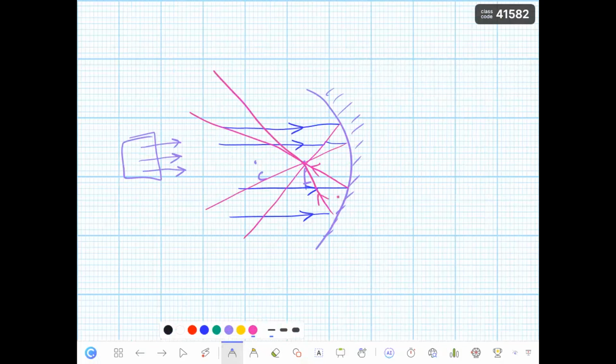So what exactly does the concave mirror do? The concave mirror tries to converge the reflected light. This is one of the characteristics of concave mirrors. If you have incident light and these incident rays are parallel, the reflected light will pass through the focal point. What exactly does it do? It focuses the reflected light.